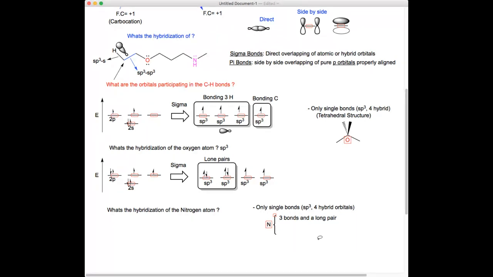How many orbitals do I need for that nitrogen? I have 3 bonds and 1 lone pair. How many orbitals do I need? 4. And how many hybrid orbitals do I have? 4. That's perfect. So the 3 sigma bonds will use 3 hybrid sp3 orbitals, and the lone pair will be in the remaining sp3 hybrid orbital.